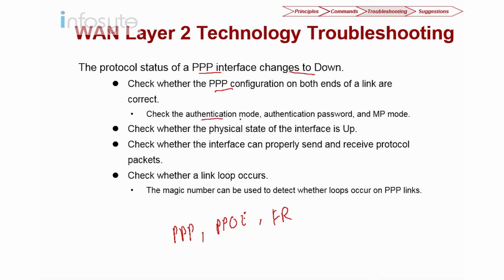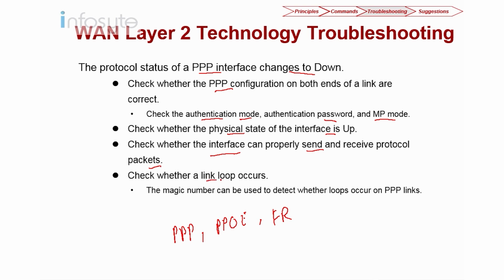The authentication mode must match. For example, you cannot do CHAP with PAP authentication. The password must be matched. If you do configure MP mode, make sure that MP has been configured properly as well. The physical state must be up. Just do a display interface on your serial interface and check whether the interface can properly send and receive protocol packets.